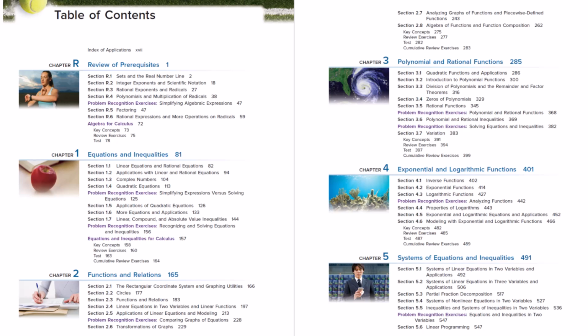All right, we're about to start Chapter 2 of the College Algebra textbook. Chapter 2, you can see, is on functions and relations. So what are we doing in this chapter?